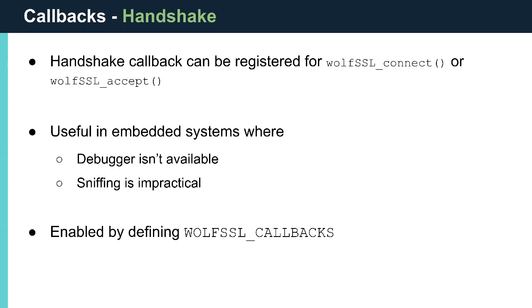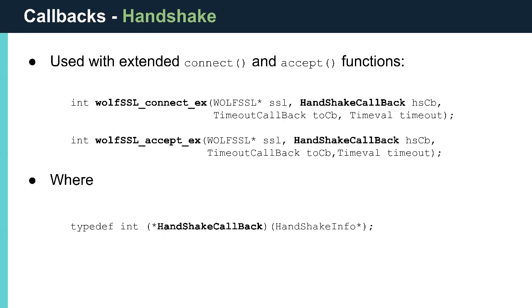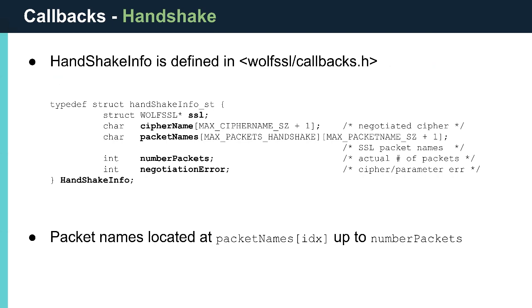If you define WOLFSSL_CALLBACKS, it'll enable this layer. And then you'll essentially have access to an extended version of wolfSSL_connect or accept that accepts your custom handshake callback. That handshake callback will be called with information about the handshake messages that are going back and forth. So it's giving you kind of the insight you would get in Wireshark or something like that, but packed inside of a little structure, and more minimal, of course, than all the details you see in Wireshark.